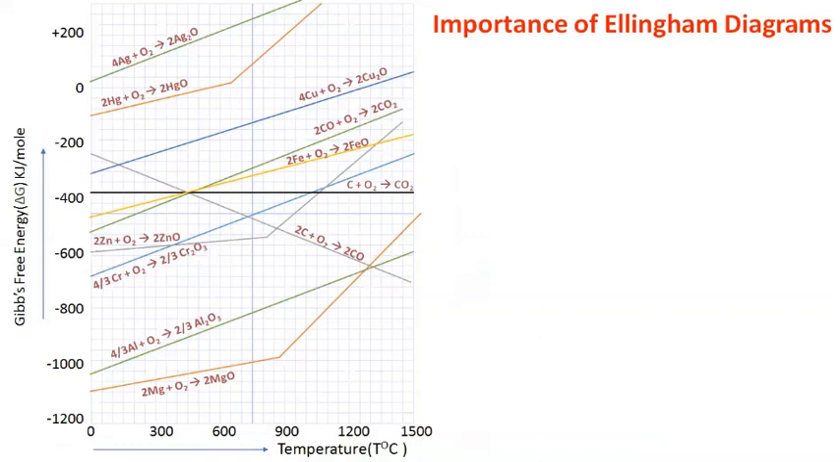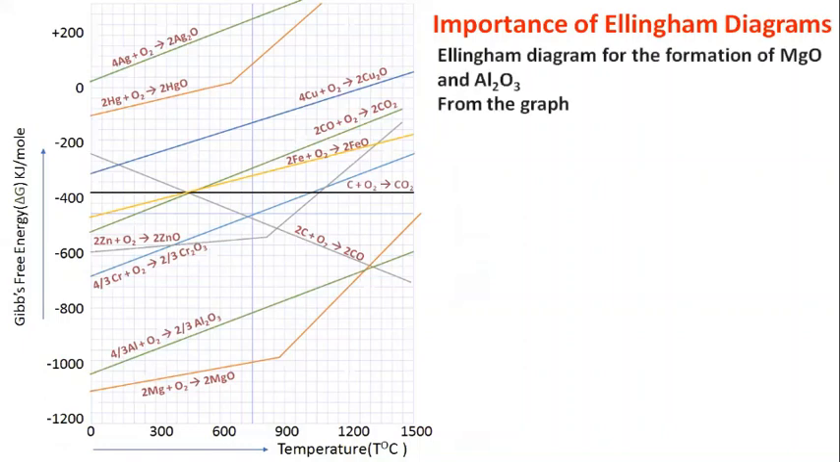Now let us see the importance of Ellingham diagrams, how we are going to use the Ellingham diagram in each case. That is the thing we are going to learn here. Each point that I am going to discuss now will be a very important 2 marks question in your PUC. The first one I have taken is the Ellingham diagram for the formation of magnesium oxide and aluminum oxide.